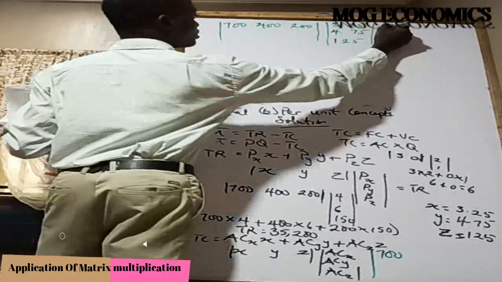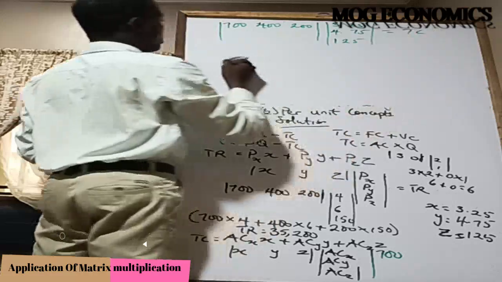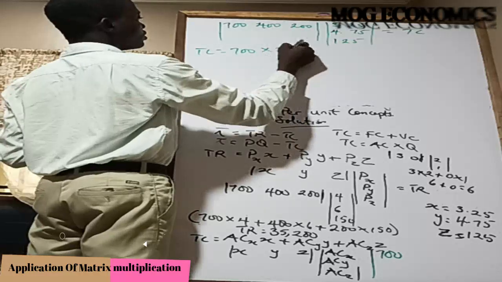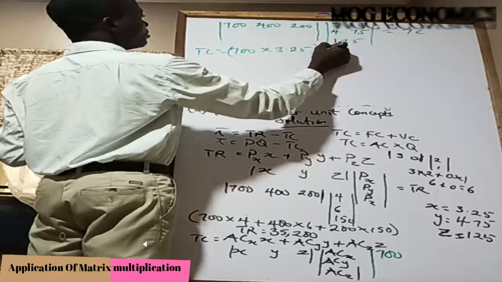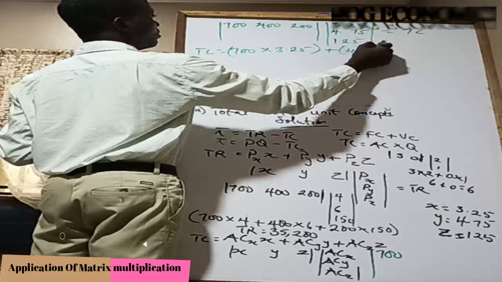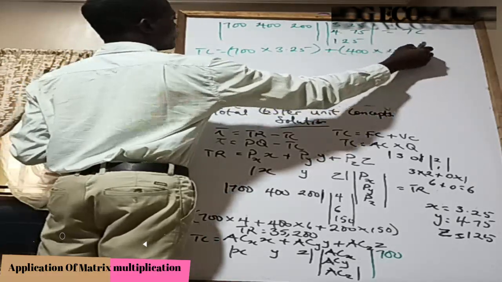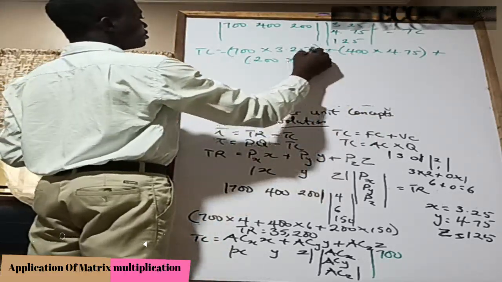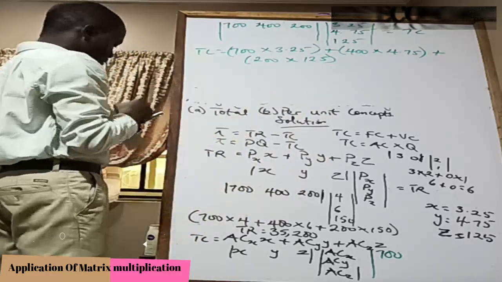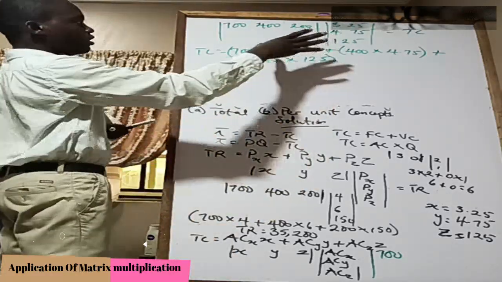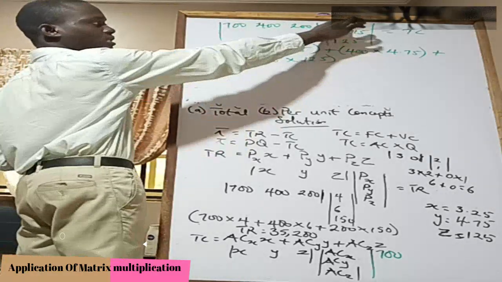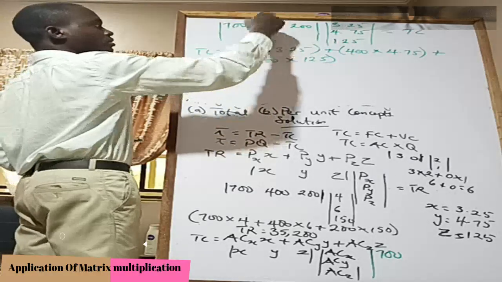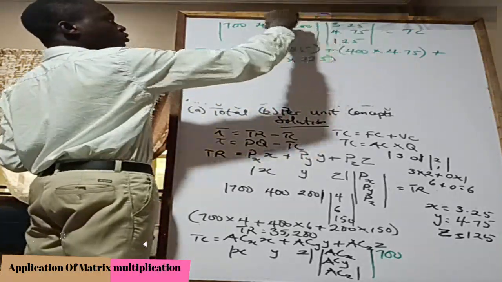So this is equal to our TC. How do we get our TC out now? 700 multiplied by 3.25, then plus 400 multiplied by 4.75, then plus 200 multiplied by 125. In your arrangement, please ensure that you don't mix them up. Since we have x in this place, the first number here should be the price of x, whatever belongs to x. The 400 here should be what you want to multiply the 400 by.